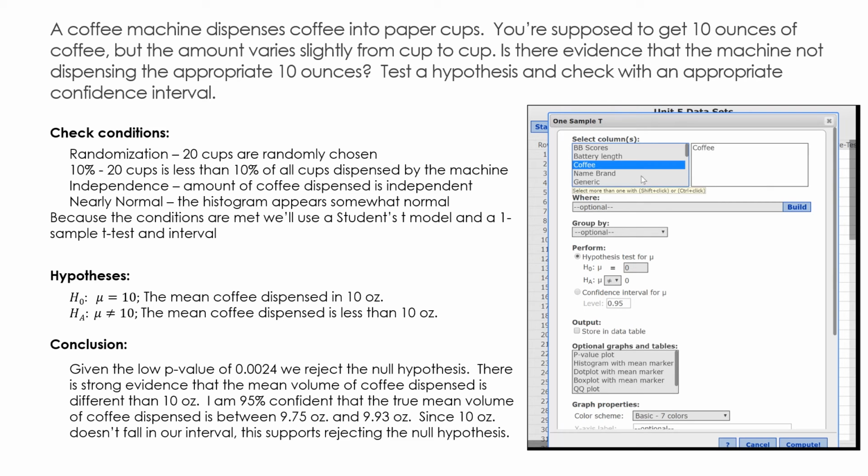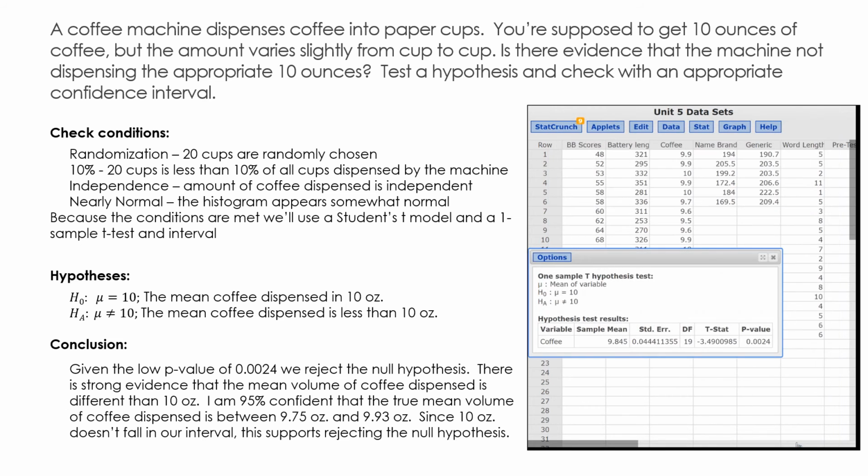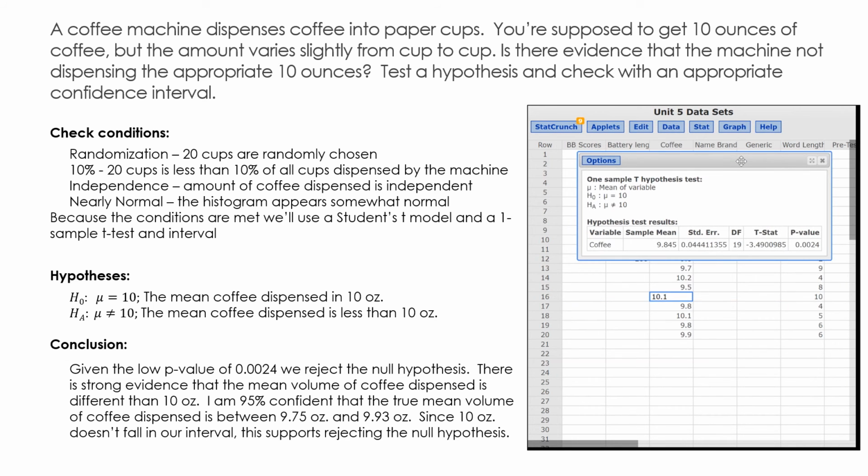I'm choosing coffee, hypothesis test. I'm assuming mu is 10. I'm testing whether it's not equal to 10, and I'm clicking compute. So that gives me a p-value of 0.0024.